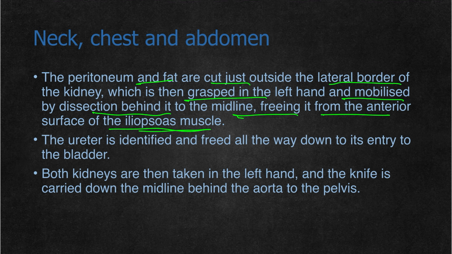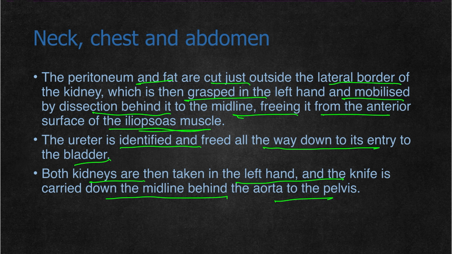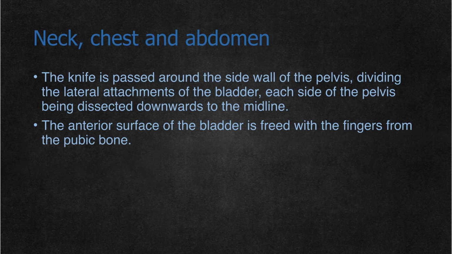The kidneys are present on the sides near the posterior lateral surfaces and have to be separated. Along the kidneys, the ureter is identified and freed all the way down to the entry to the bladder. Both kidneys are then taken in the left hand, and the knife is carried down to the midline behind the aorta to the pelvis. Then the knife is passed around the side wall of the pelvis, dividing the lateral attachments of the bladder, each side of the pelvis being dissected downwards to the midline.